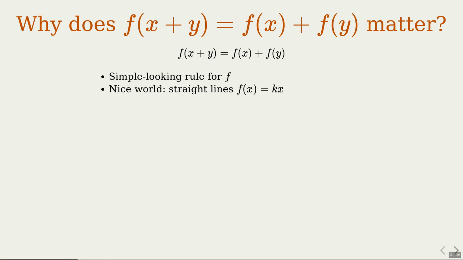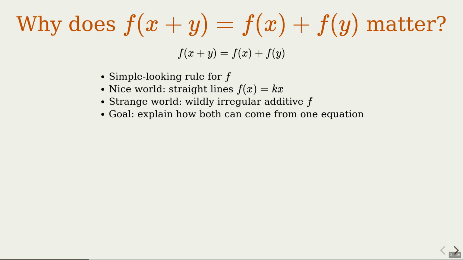In a nice world, we have straight lines described by f of x equals k times x. In a strange world, we encounter wildly irregular additive functions f. The puzzle is that this one innocent-looking rule produces both familiar straight lines and unspeakably wild functions, and we will see what separates the two worlds.